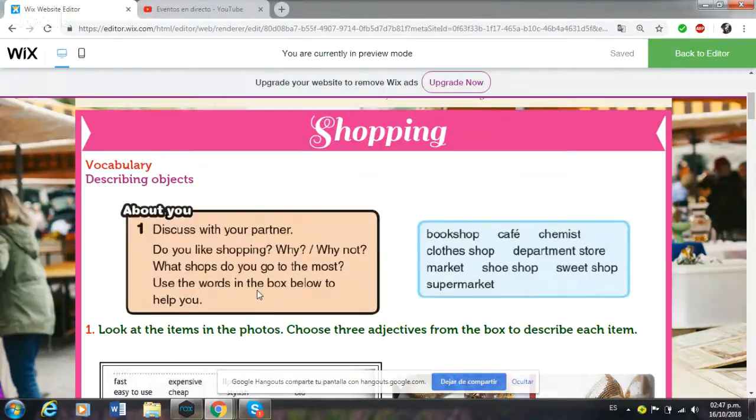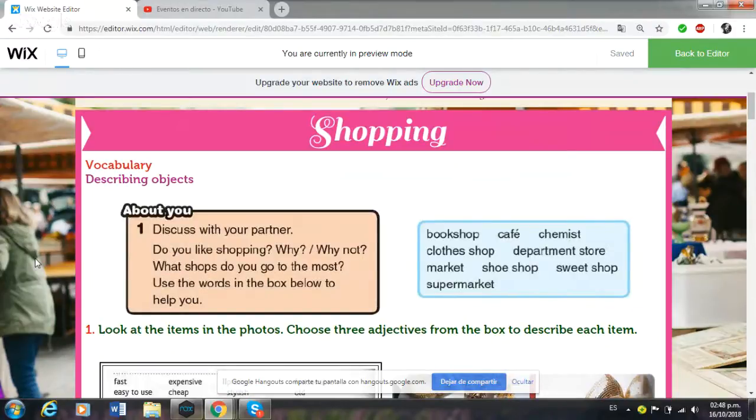You need to use the words in the box below to help you: shop, cafe, chemist, clothes shop, department store, market, shoe shop, sweet shop, and supermarket. You need to use these words so that you can discuss these questions. And this is the first exercise, a small exercise, like an introduction to the topic: how about shopping?